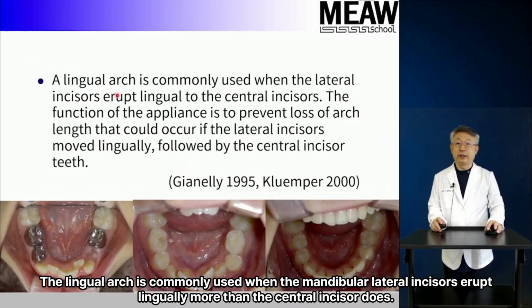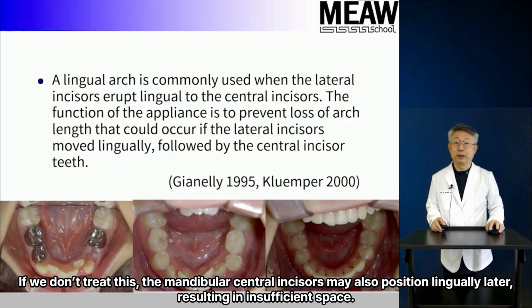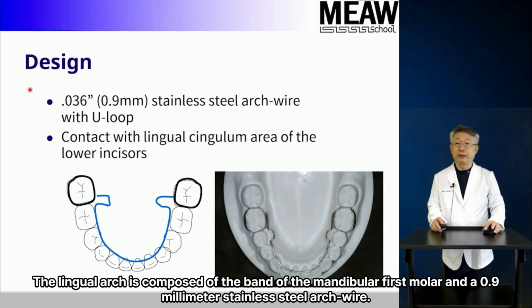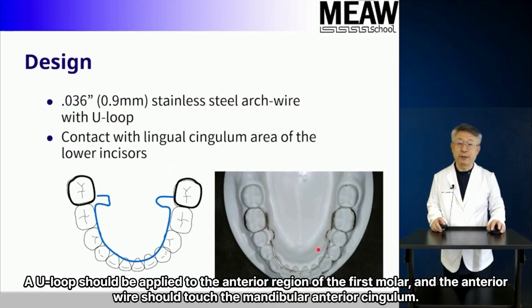The lingual arch is commonly used when the mandibular lateral incisors erupt lingually more than the central incisor does. If we don't treat this, the mandibular central incisors may also position lingually later, resulting in insufficient space. The lingual arch is composed of the band of the mandibular first molar and a 0.9 mm stainless steel arch wire. A U-loop should be applied to the anterior region of the first molar, and the anterior wire should touch the mandibular anterior cingulum.